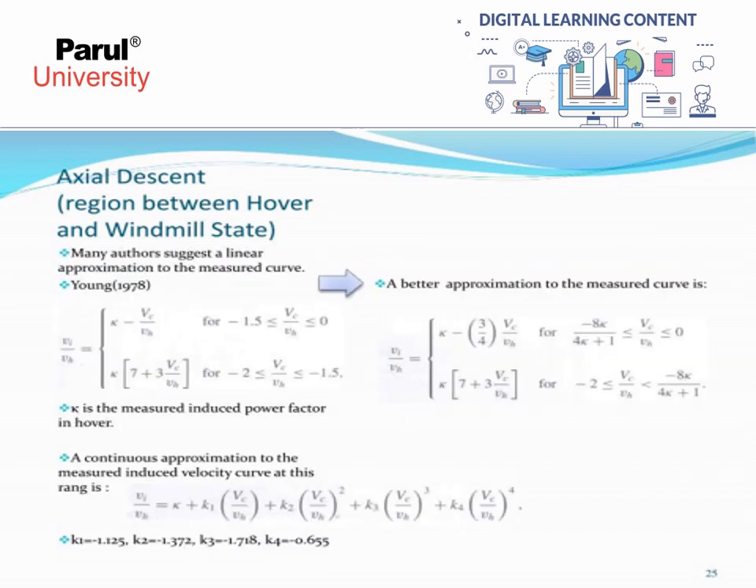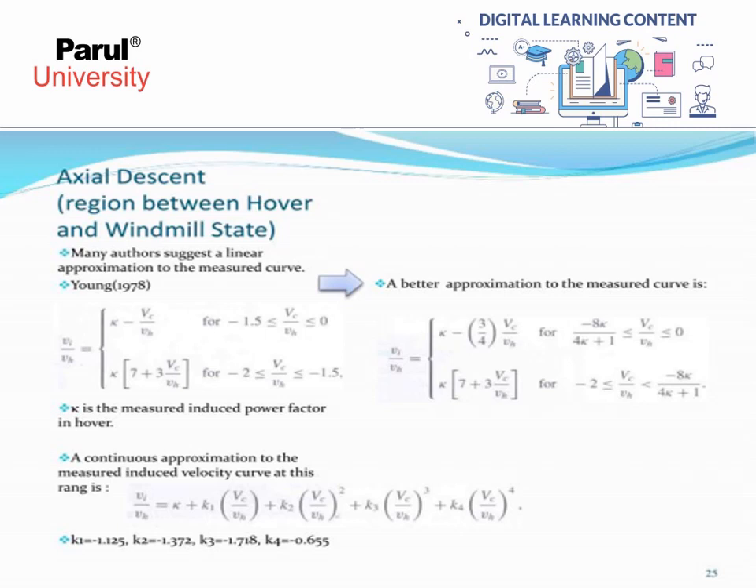Right? Now the axial descent region between hover and windmill state. Many authors suggest a linear approximation to the measured curves. Then Vi by Vh is equal to K minus Vc by Vh for minus 1.5 less than or equal to Vc by Vh less than or equal to 0, and second is K times (7 plus 3 Vc by Vh) for minus 2 less than or equal to Vc by Vh less than or equal to minus 1.5. K is the assumed induced power factor.